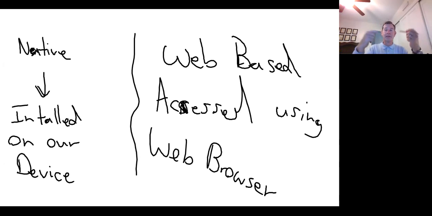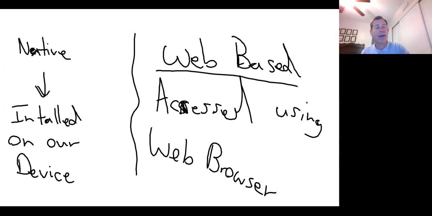The program doesn't install on our computer. It's run remotely from the computer that it's stored on. And that computer probably has a lot of storage space and it's probably a very fast CPU. So we're relying on somebody else to make a computer that works with the software that we want to use. So there's that. So web-based and native.